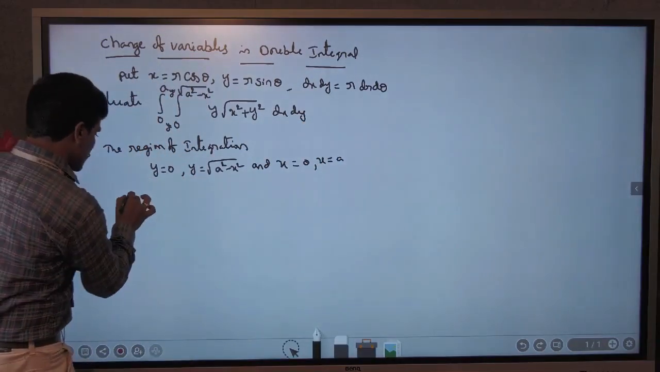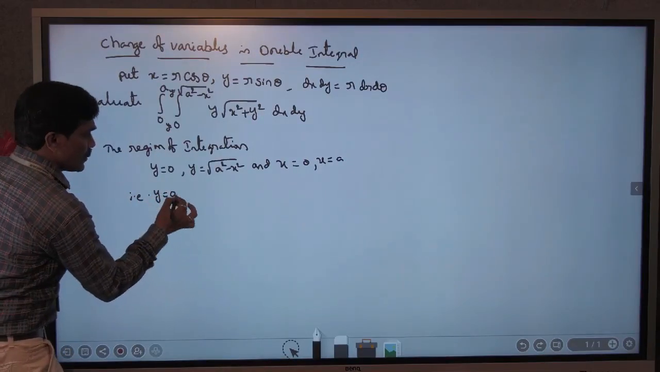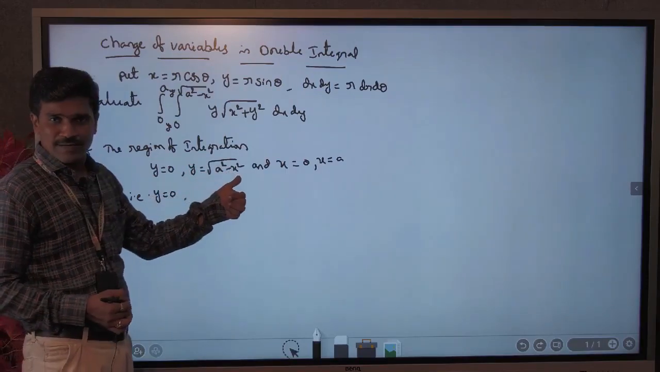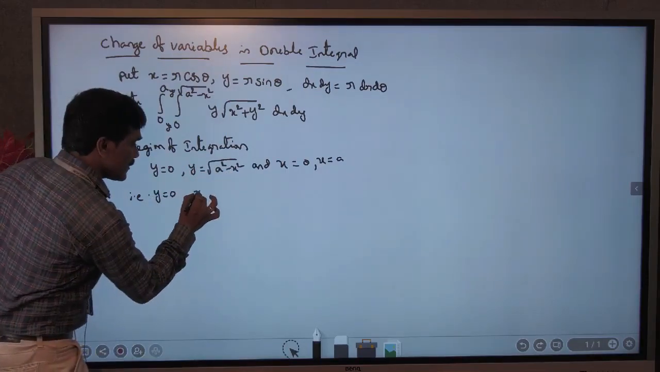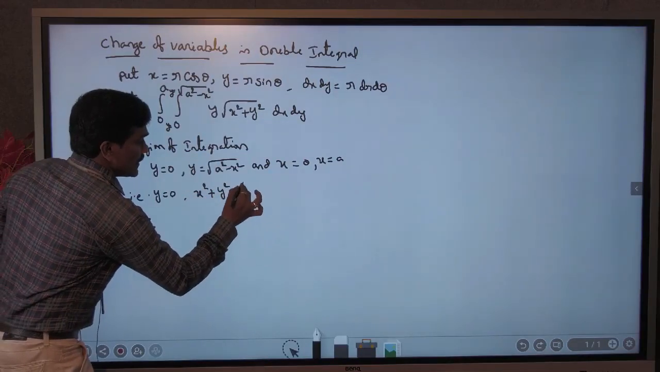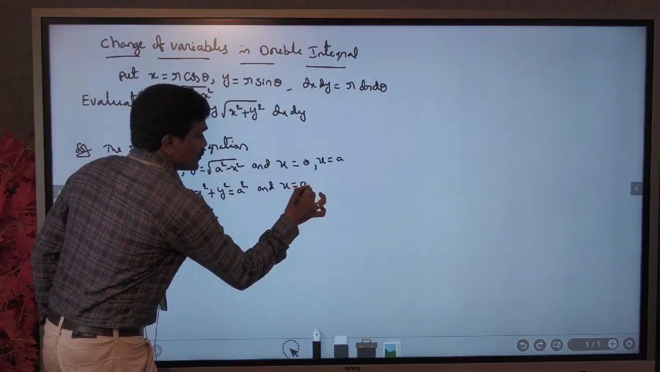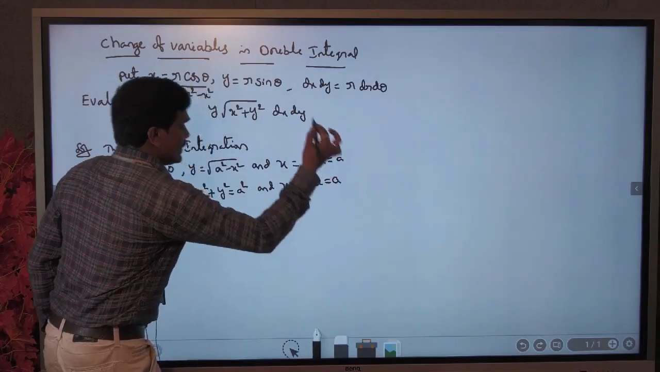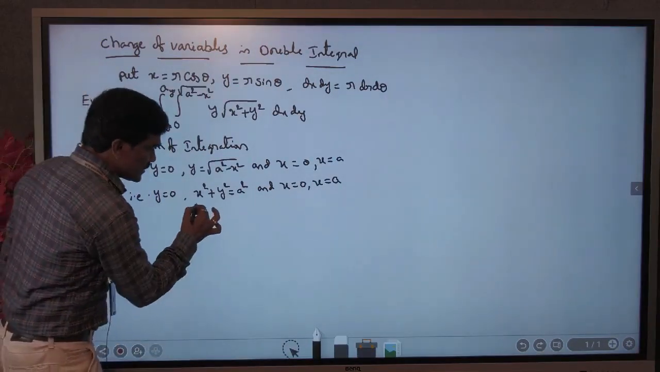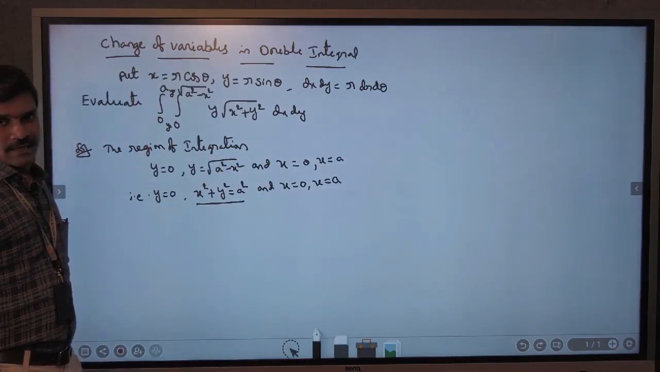Now, simplifying this, y is equal to square root, then y square is equal to a square minus x square, then x square plus y square is equal to a square, and x is equal to 0, x is equal to a. So these are the given curves. Now, what is x square plus y square is equal to a square? This is a circle, right.